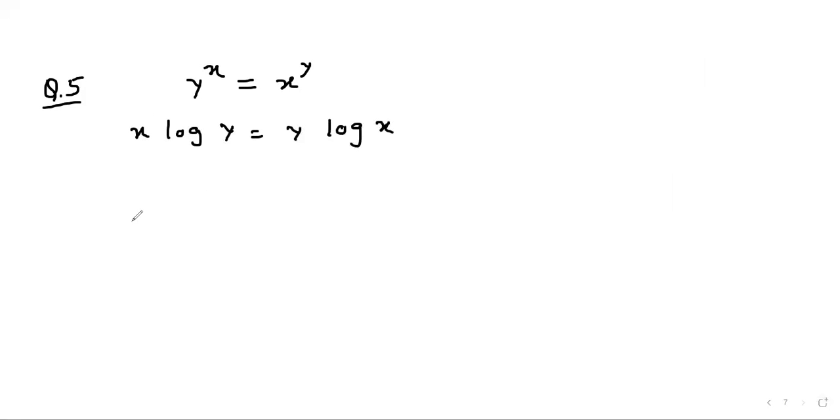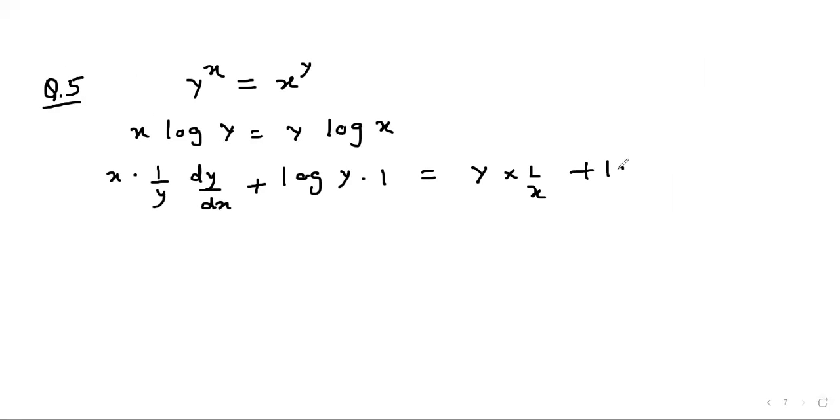Now let's consider the next question. We are given y power x equal to x power y, and we have to find dy by dx. We take log: x log y equal to y log x. We differentiate: x into 1 upon y dy by dx plus log y into 1, differentiation of x, equal to y into differentiation of log x, that is 1 upon x, plus log x into differentiation of y, that is dy by dx.